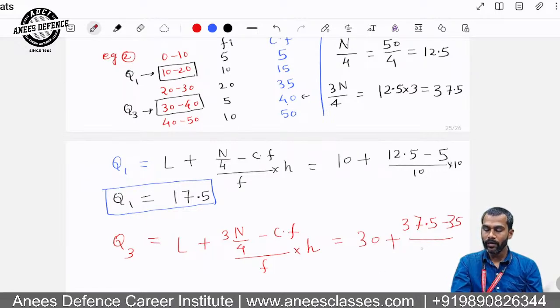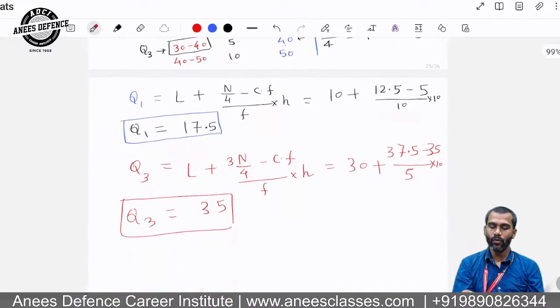Yes. And divided by the frequency of this particular class, 5, into 10. So Q3 is 30 plus 2.5, which is 35. So we are getting 35. Q3 is 35. Now we know the formula.